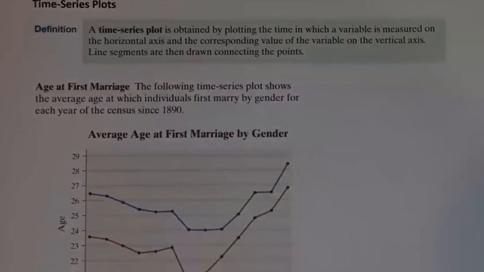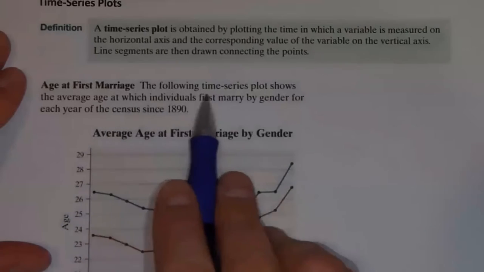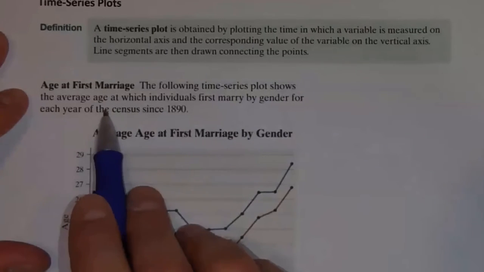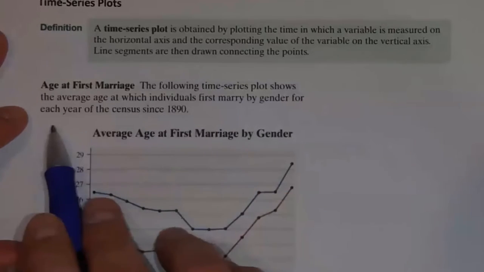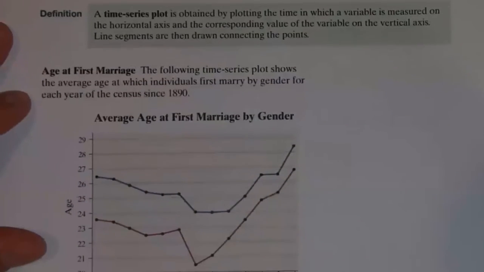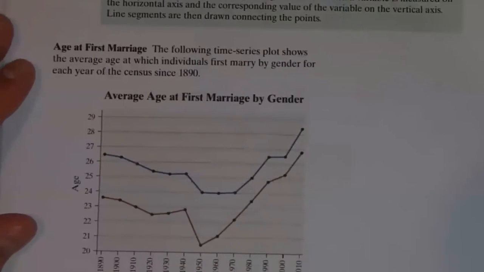So in a time series plot, we're measuring some kind of data, some quantity over time. And so in a time series plot, we have the element of time on the horizontal axis, and then whatever it is we're measuring, we're plotting on the vertical axis in points, and then we're connecting those points with line segments. The following time series plot shows the average age at which individuals first marry by gender for each year of the census since 1890.